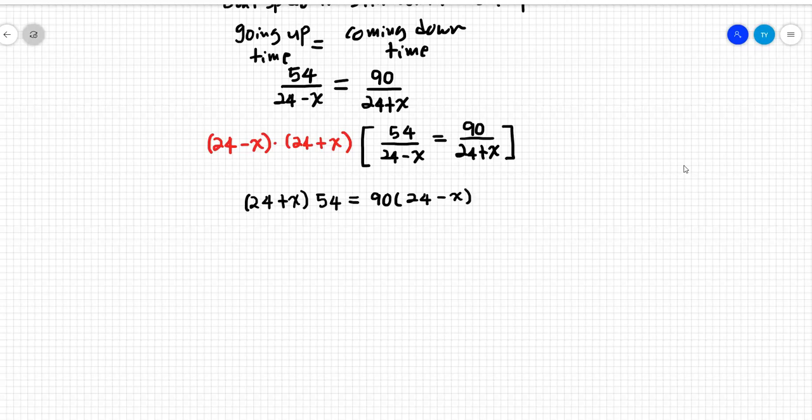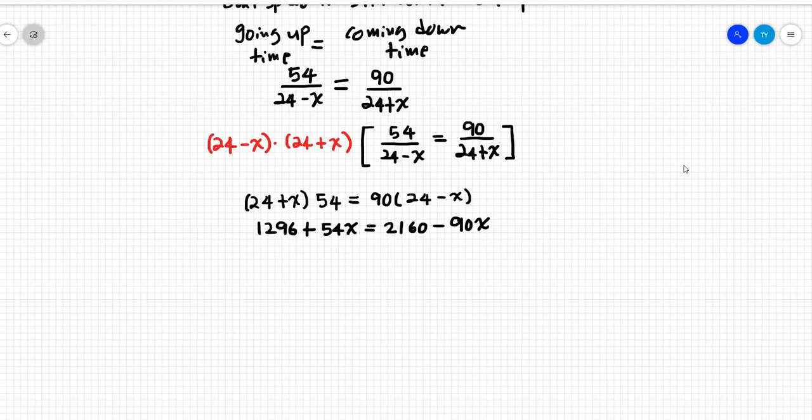So now let's multiply these out here. So let's look at the 24 times 54, we get 1296. Okay, so you got 1296 plus 54x. Now let's look at the 90 times 24, 2160. And you got minus 90x.